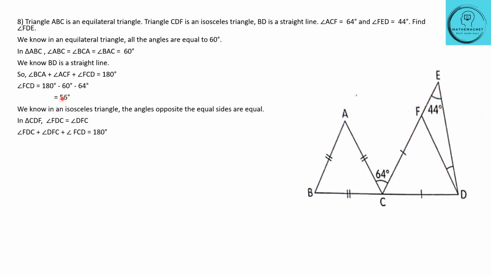Now FDC plus DFC plus FCD equals 180 degrees. We just found angle FCD is 56 degrees. Now we have to find the other two angles. Since FDC equals DFC, we will replace it as 2 times FDC equals 180 minus 56 equals 124 degrees. So angle FDC equals 124 divided by 2, which is equal to 62 degrees. Okay, FDC is 62 degrees.